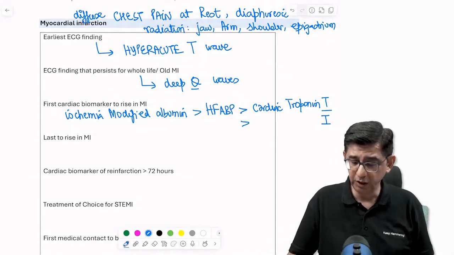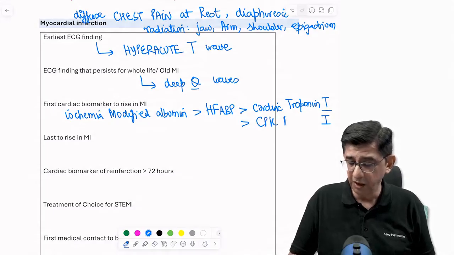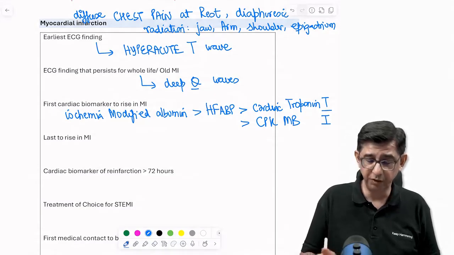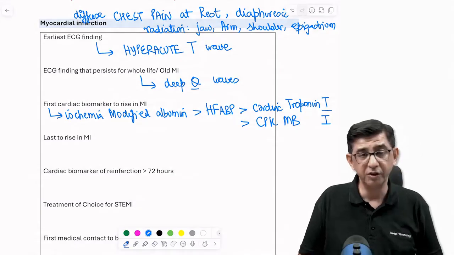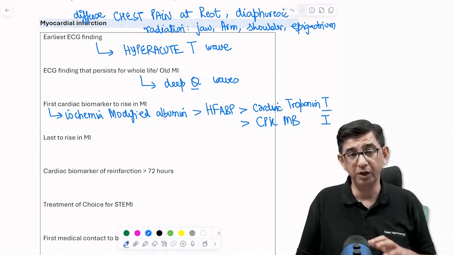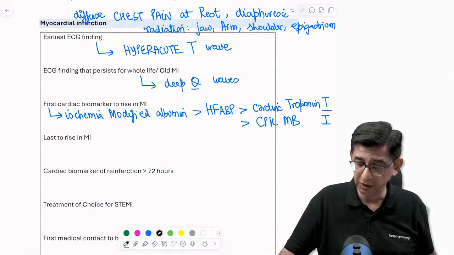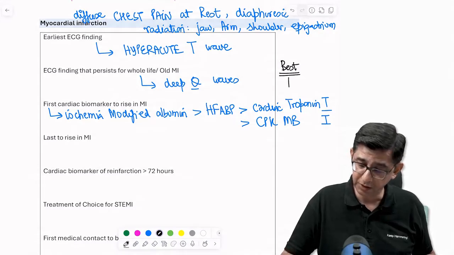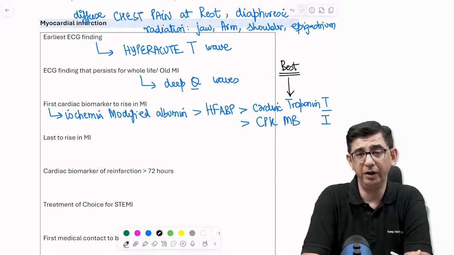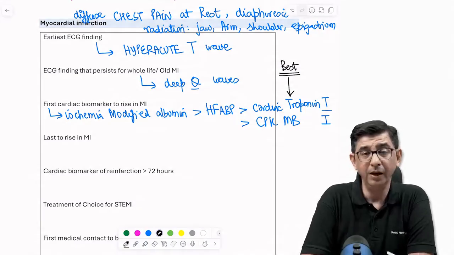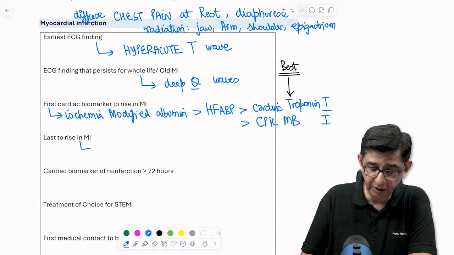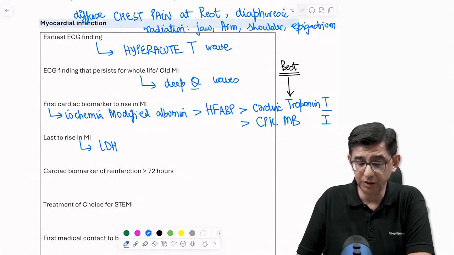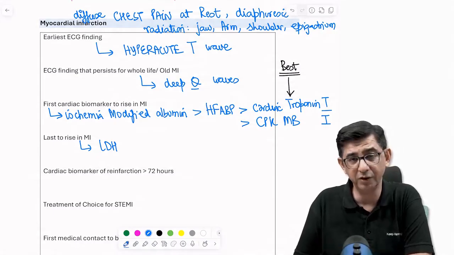CPKMB is a good biomarker, but it usually rises after 6 hours. So this is ischemia modified albumin for first to rise, right? If they say which is the best biomarker for diagnosis or regularly used for diagnosis, then it is cardiac troponins that are recommended, troponin I and troponin T. Last to rise in myocardial infarction is LDH, that is lactate dehydrogenase. It is not used clinically because it can be present inside red blood cells as well.